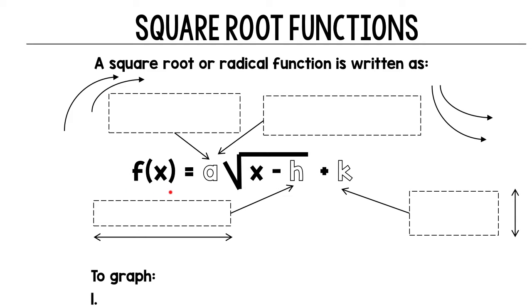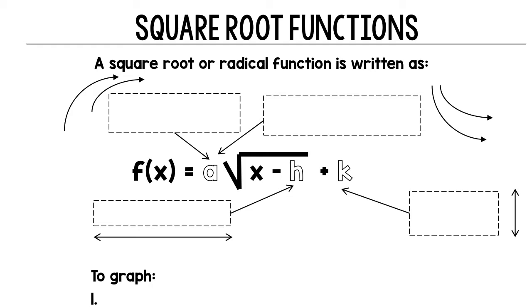F of x equals, the same as y, function notation, equals, and this is how it's going to look: A times the square root of x minus h plus k. So A is our constant in front, and then the square root of x. X is always going to be under the radical, minus h. There may or may not be anything under the radical with x, but if there is, we call it h, and then plus k on the end. All of these parts of the function change the way that the square root function looks when it's graphed.